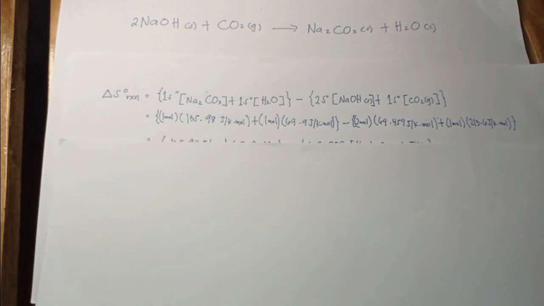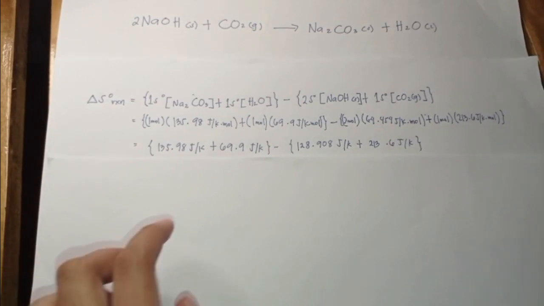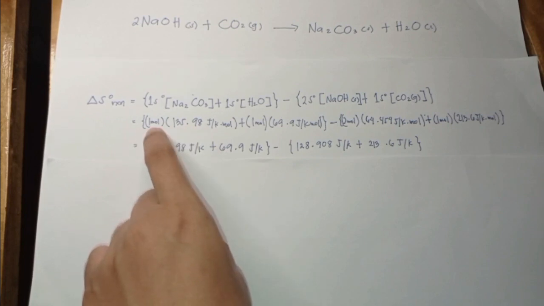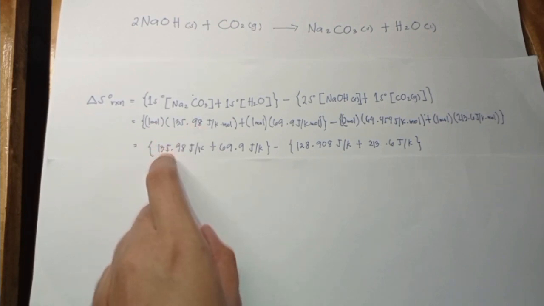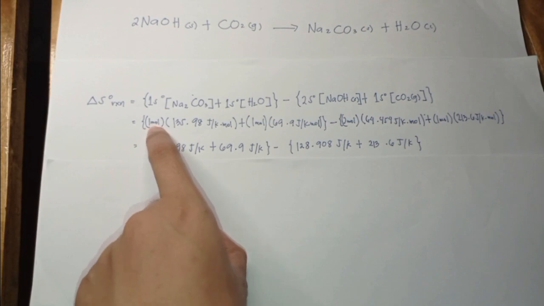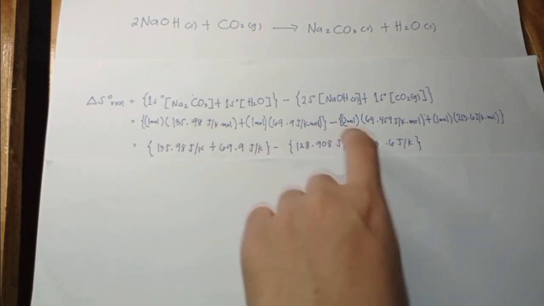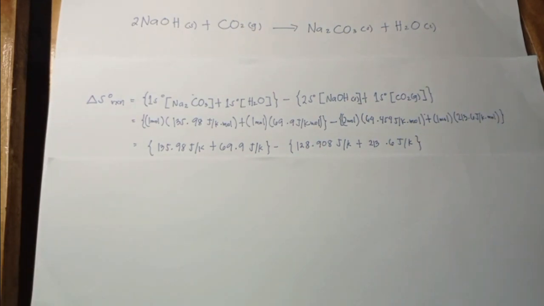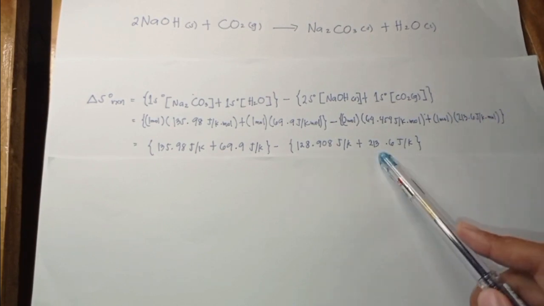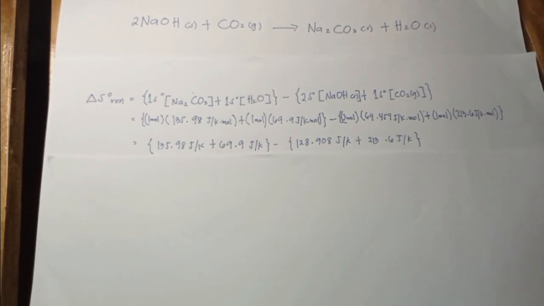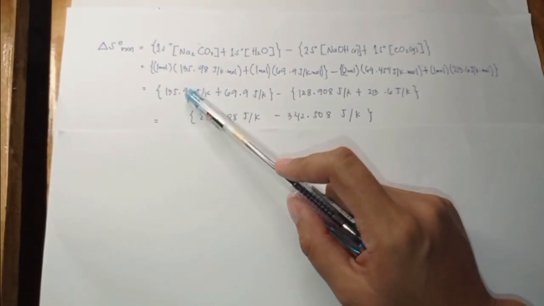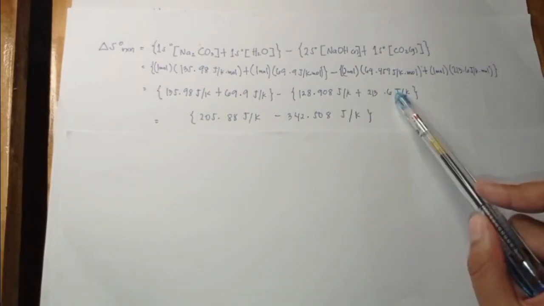So the next step is we multiply the value by the mole. The answer is the same because it just has 1 mole, and this one we have 128.908 joules per Kelvin, and 213.6 joules per Kelvin. So add the products and add the reactants.